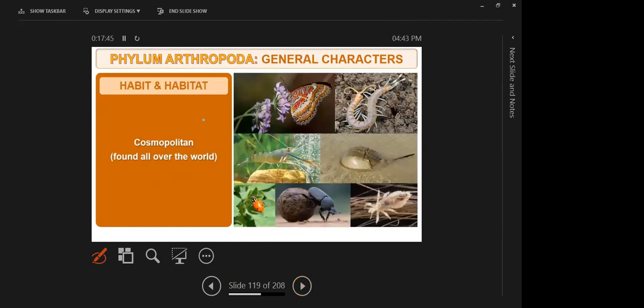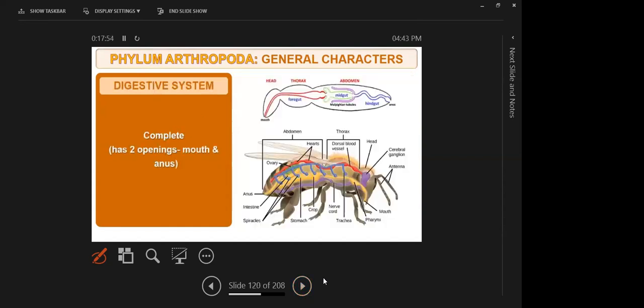Now, they are cosmopolitan, found everywhere, remarkable. They are of different classes. For the first time, the body is differentiated into head, thorax, abdomen. There is no actual neck region, but the body is divided into head, thorax and abdomen. The gut region is also divided into foregut, midgut, hindgut. Foregut is the front part of the alimentary canal, midgut the middle part, and then the hindgut.